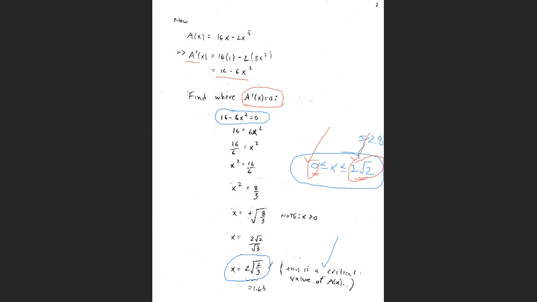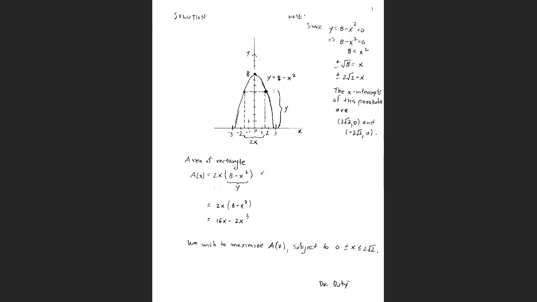Let me ask you this: if x were equal to 0, looking at our picture, our base is 2x. Would we have a rectangle? What would the area of the rectangle be? The area would be 0. Good, it's a line. That's right, Ian. What about if x were equal to 2 root 2? What if x were equal to 2 root 2?